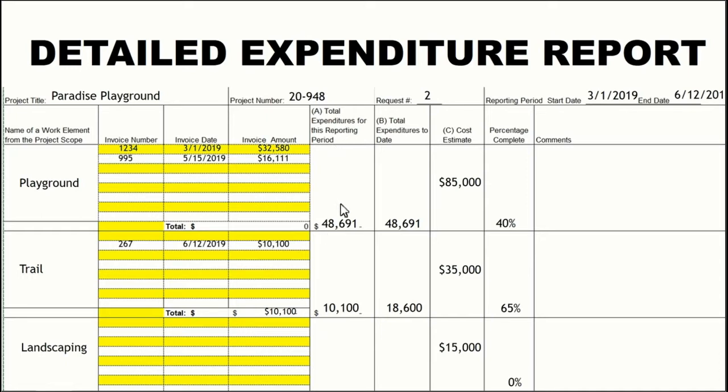Column A are your total expenditures for this recording period. Column B are total expenditures to date. And again, you have your cost estimates that were submitted with your application, and the percentage complete is the percentage that the element is complete. It is not a ratio of expenditures to cost estimate. It is actually a percentage of completion of that particular element.